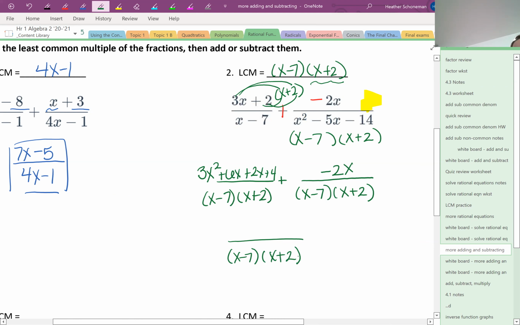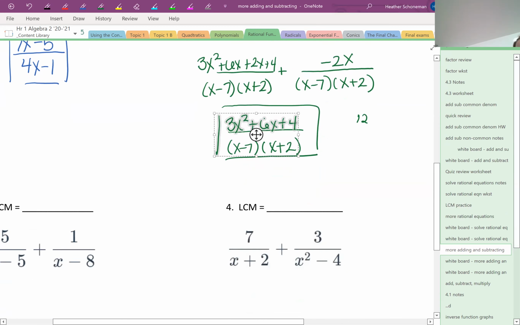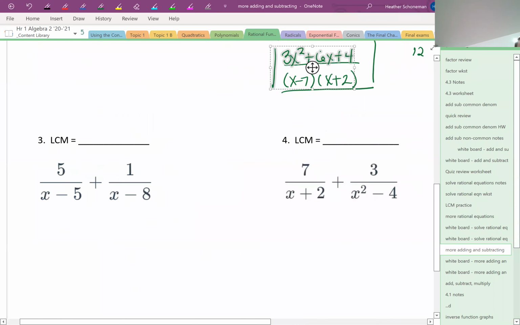Now we're going to combine like terms in our numerator. So I'm going to have 3x squared. 6 and 2 would be 8, minus 2 is back at 6x. And then I've got plus 4. Now, we could check and see if the top factors. 3 times 4 is 12, but are there any numbers that multiply to 12 and add to 6? No. So we don't need to do anything. So we're done.